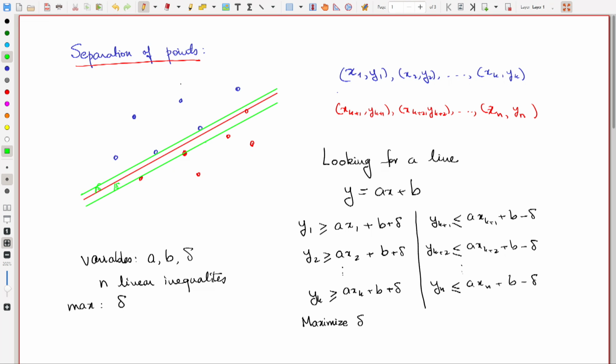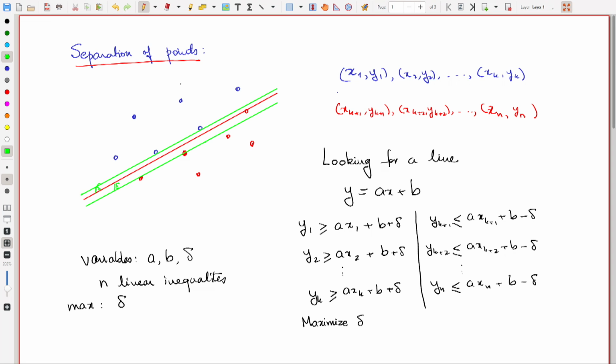So, we are looking for the best line that separates them, and this best line is defined by the fact that we should be able to draw lines above and below it which still separate the blue and red points, and maximize that. So, what you must try to do in this problem is to maximize delta.